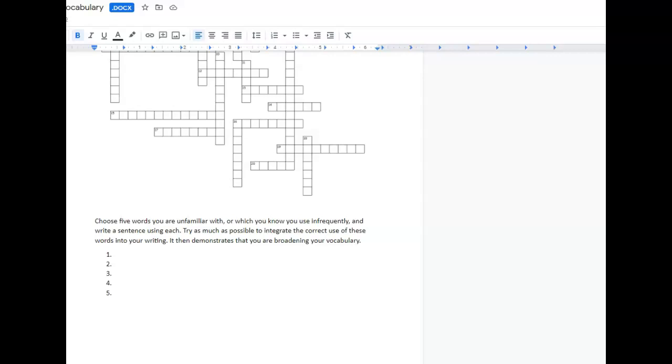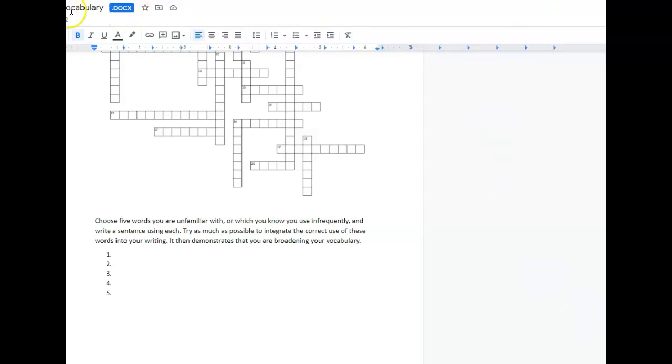Once you've completed the crossword, you're going to find that there are 5 words. There'll probably be more, but choose 5 words that you're unfamiliar with, or ones that you don't use very frequently, and you're going to then use them in a correct sentence, and we'll check them together. But we're trying to build your vocabulary so that when you're actually writing your responses, you can draw upon the language that you've learned. So it's very important.